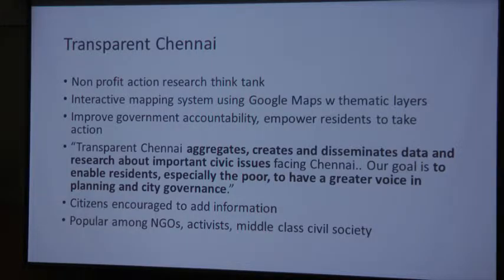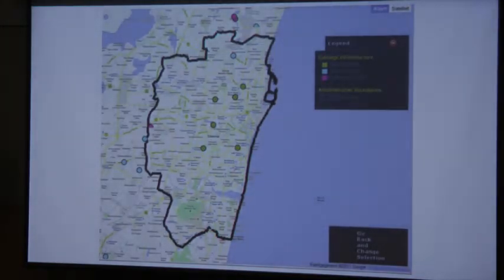And this is getting quite heavily used by many NGOs and activists, and also middle-class civil society. And of course, there's the issue of the digital divide and language again, which excludes poor people, but the NGOs are using these tools to work with the poor. And this is one of the maps where they're pursuing garbage cleanup issues. Many other such examples are there.